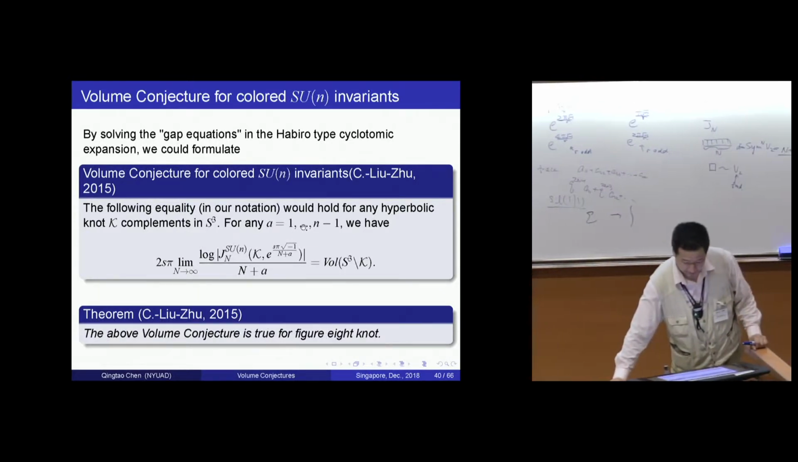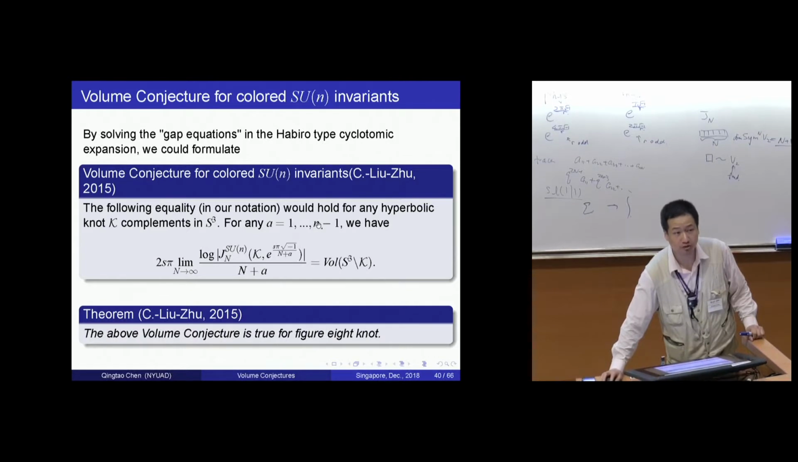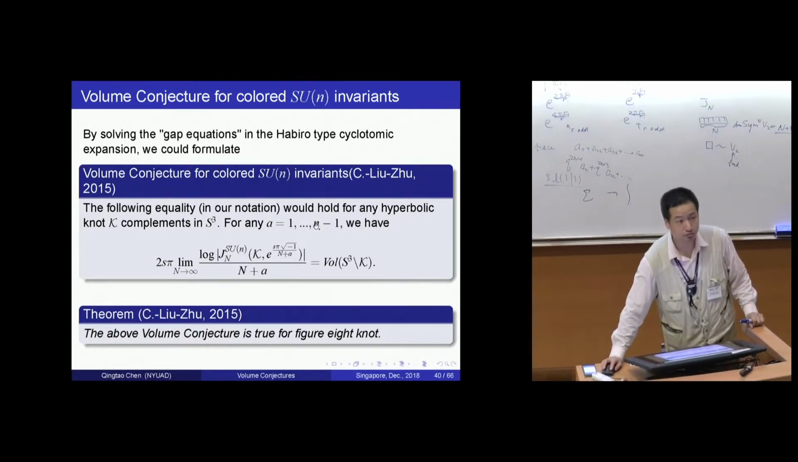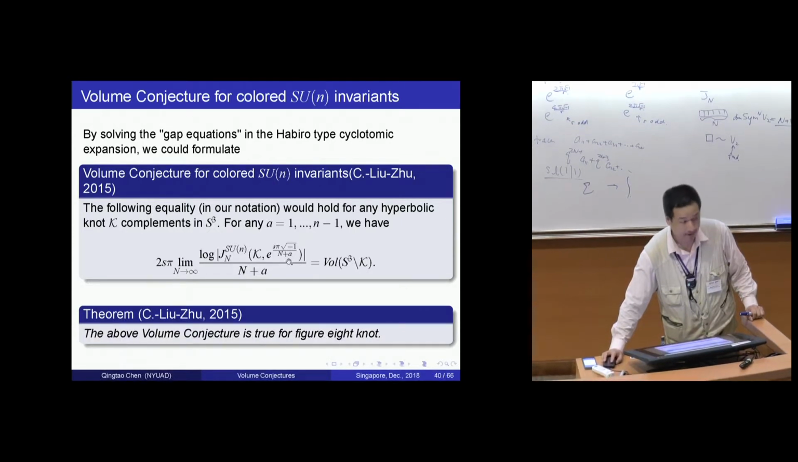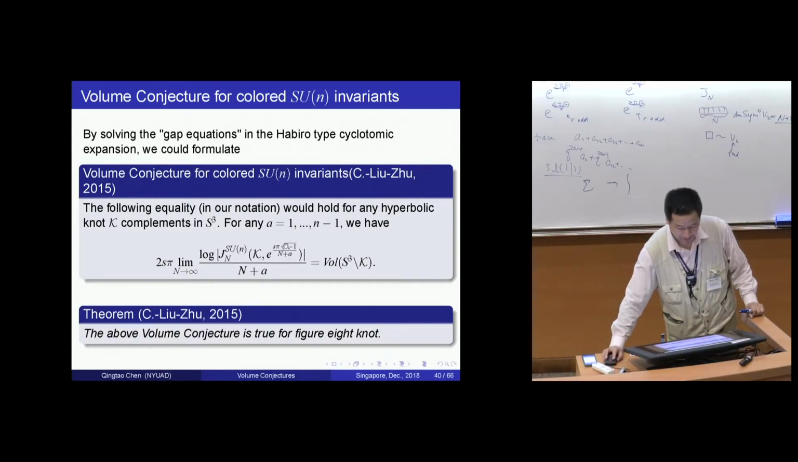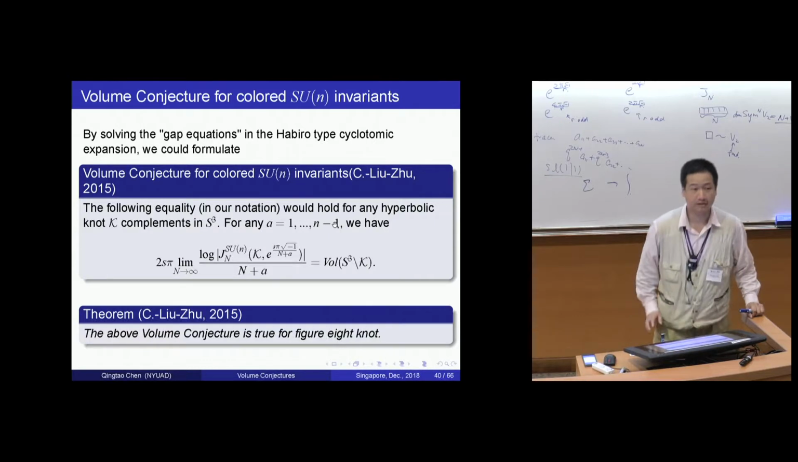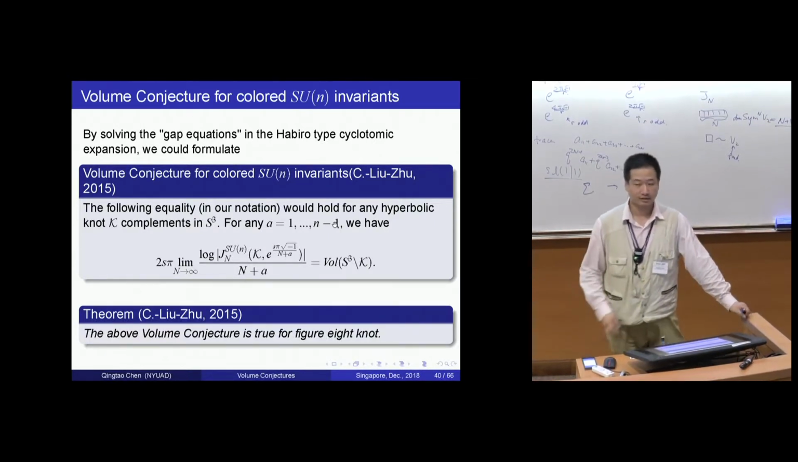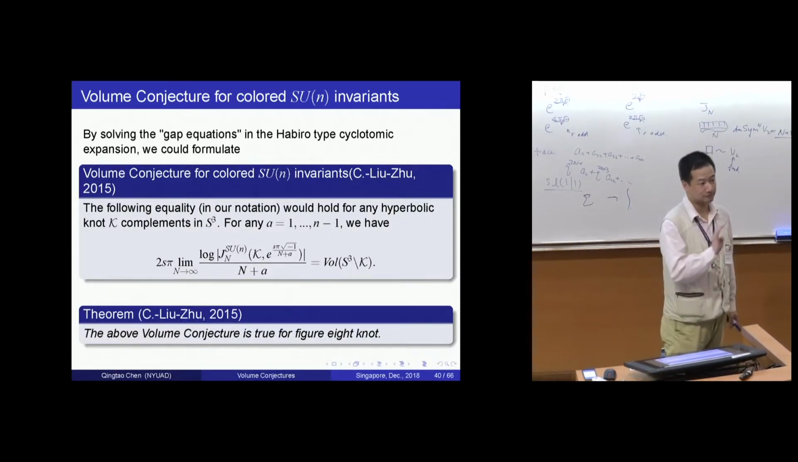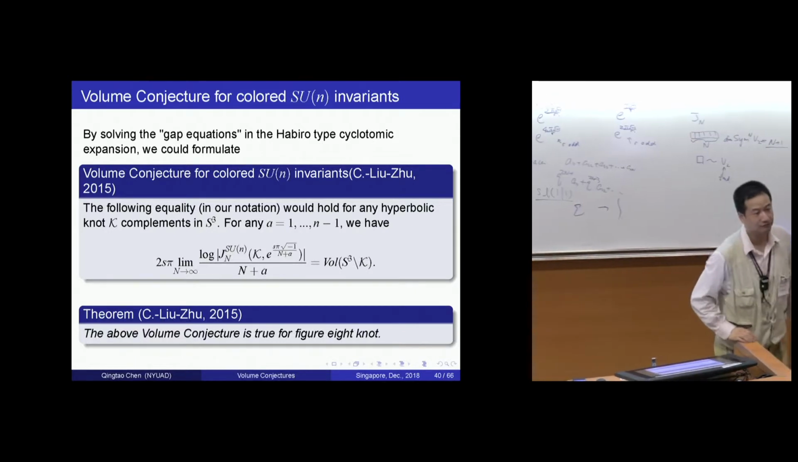So here you can see, if it is the colored Jones polynomial, n equals 2, then A can be only 1, right? There's only one choice. A can only be 1. And this is the original volume conjecture for n plus 1. But for the colored SUN invariant, A can be from 1 to n minus 1. If we study colored SU5, A can be 1, 2, 3, 4. We have 4 different choices of the volume conjecture.